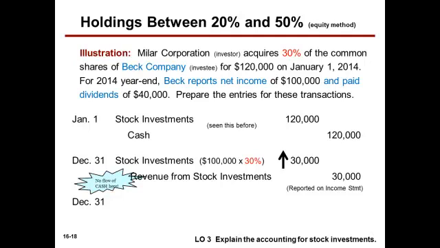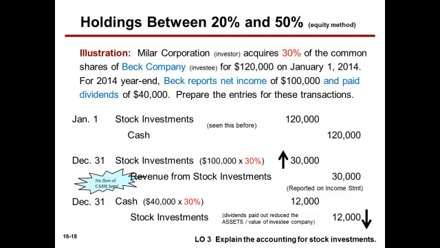And the $40,000 that Beck Company paid in dividends, again, 30% of that, or $12,000, is sent to Millar Corporation. So Millar will debit cash, $12,000, increasing that account, and credit stock investments, $12,000, decreasing that account. The dividends paid out reduce the assets or value of the investee corporation, and we're reflecting that on the investor's books by bringing our stock investment account value down with a credit. Again, we're on the books of the investor corporation.